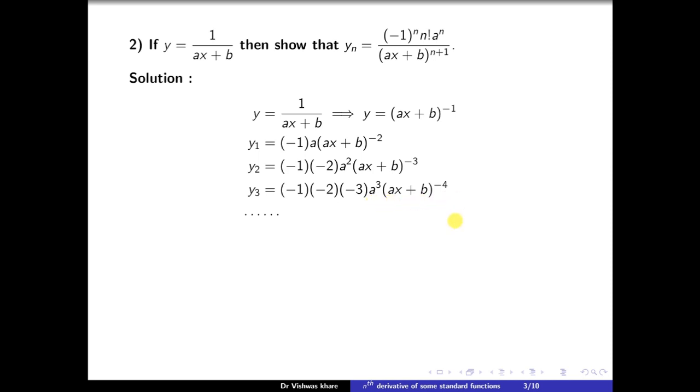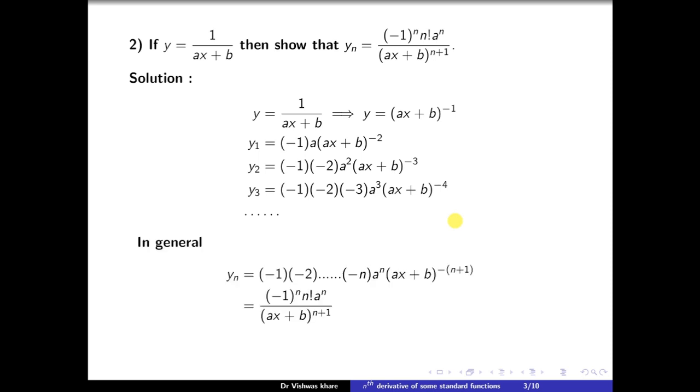So following this, we can write the nth derivative as (minus 1)(minus 2) up to (minus n) a to the power n. Just see the correspondence, (ax plus b) to the power minus (n plus 1), which can be written as minus 1 to the power n, factorial n, a to the power n, divided by (ax plus b) to the power n plus 1.